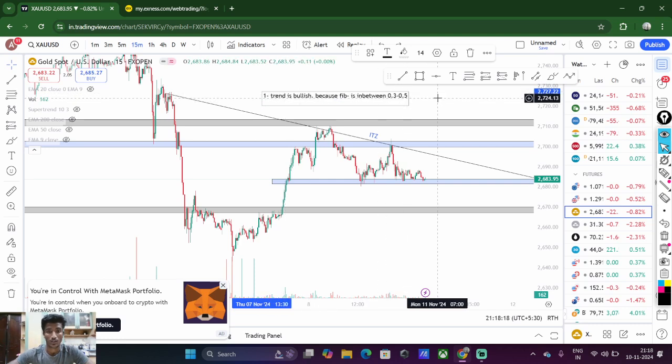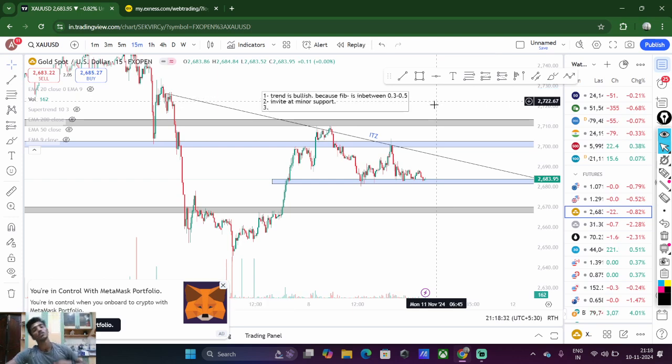What is the second criteria? Inducement at a mini or minor support. In this case, the fake out is quite high. Then the third point: how do we enter?